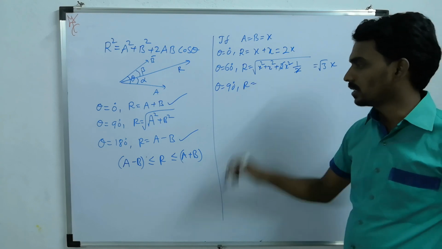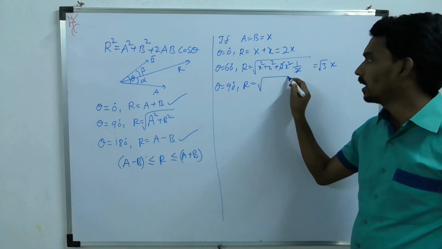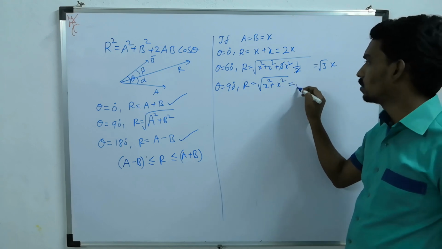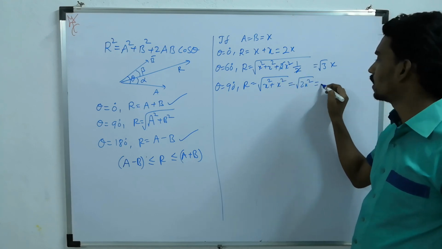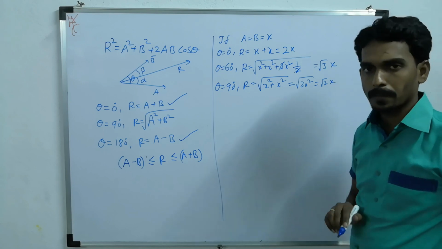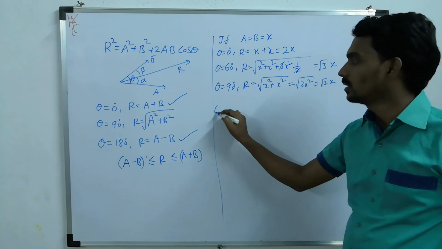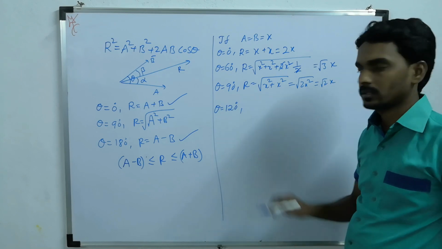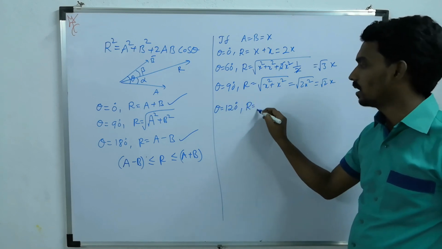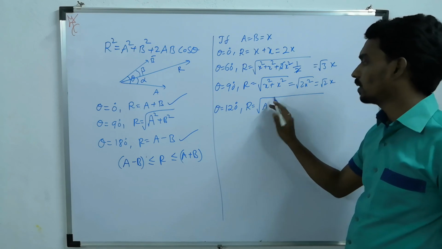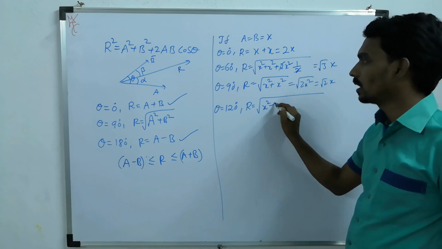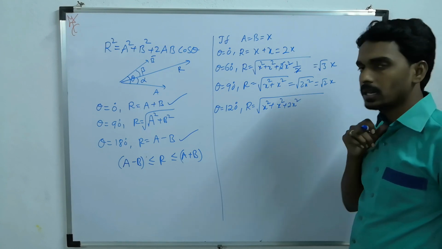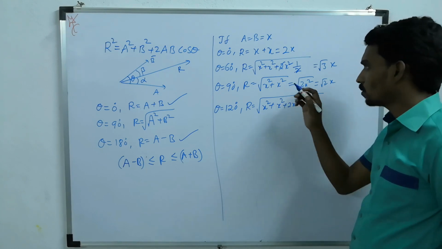Next, theta 90 degrees. The resultant is under root a square, x square, b also x square. So root 2 x square, root 2 x. Now theta 120 degrees. The resultant is under root a square, x square, b square, x square, plus 2ab, x square cos 120.